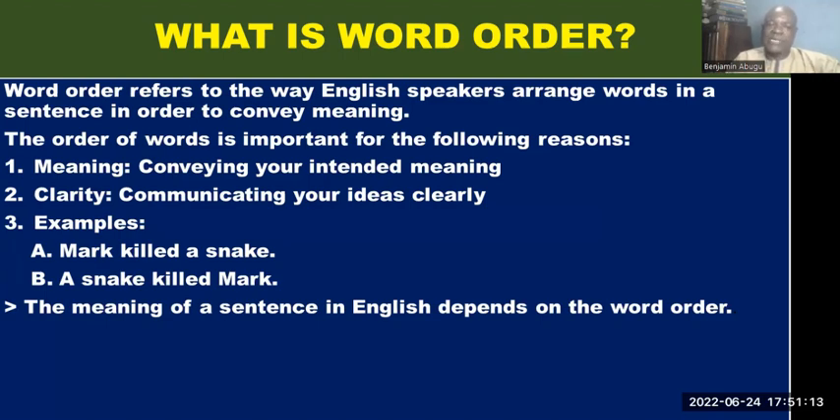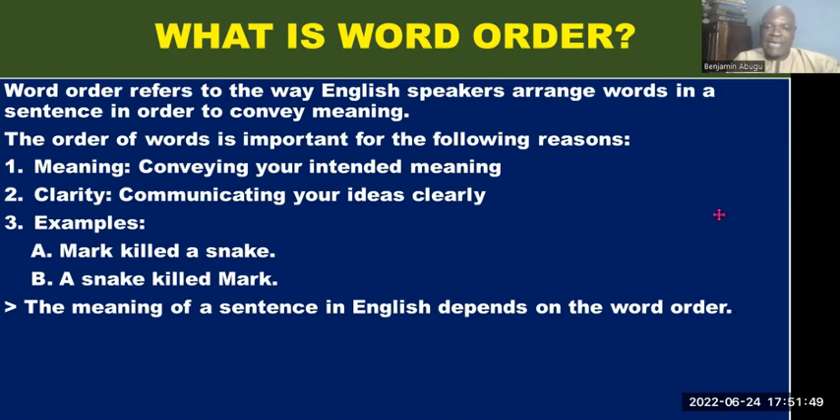Let's look at 2 examples, 2 sentences. And from this, you will understand that the meaning of a sentence in English depends on the word order. If you change the order of the words in a sentence, you change the meaning automatically. Now, let's look at these 2 examples. Sentence A, Mark killed a snake. B, a snake killed Mark.